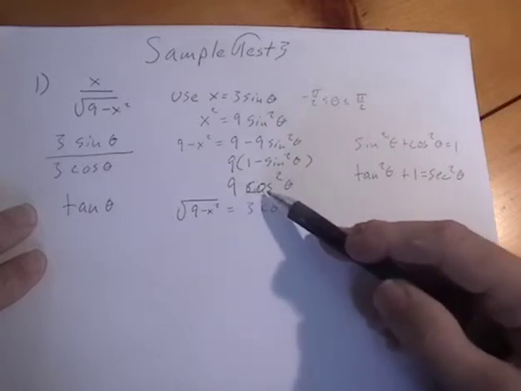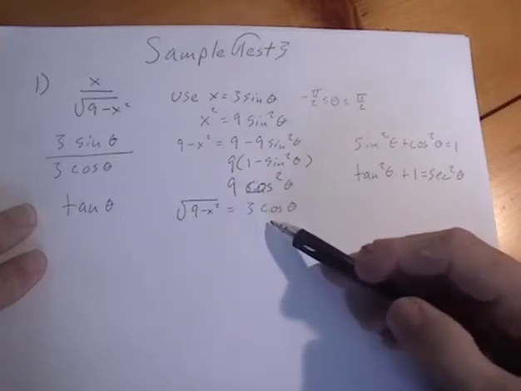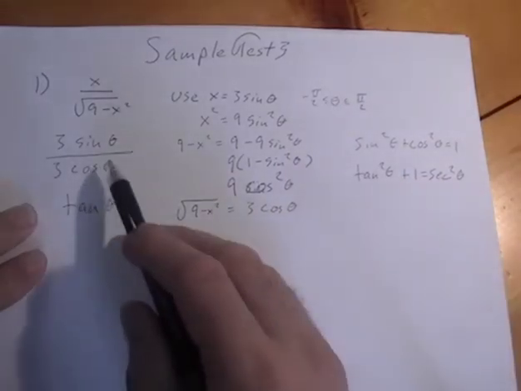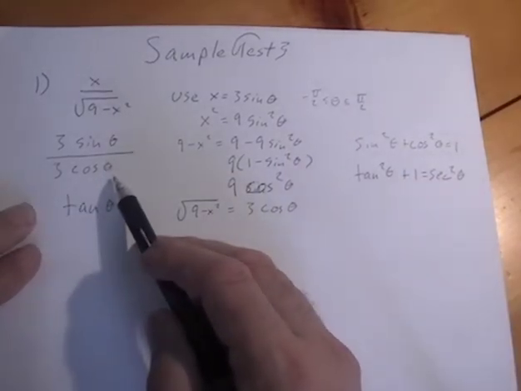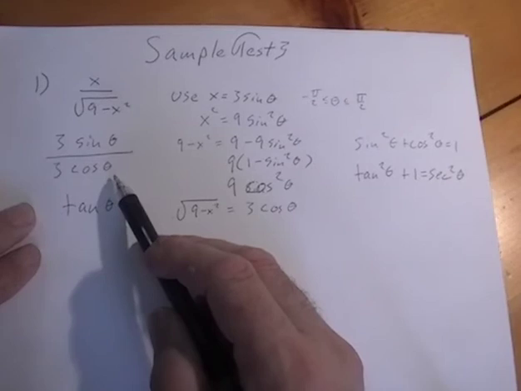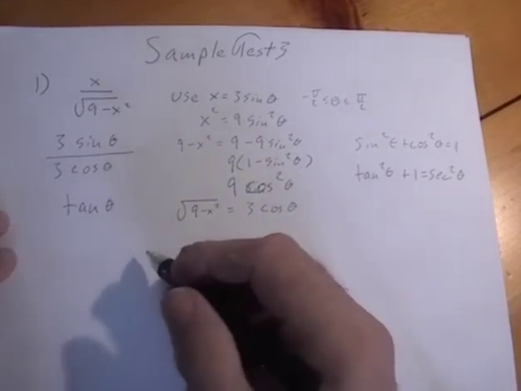And now here I have a perfect square, so I can take the square root of it, and so I have a simplified version that does not include a square root. Very useful in Cal 2.